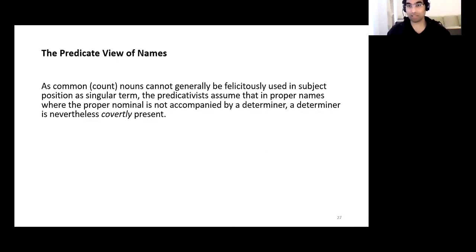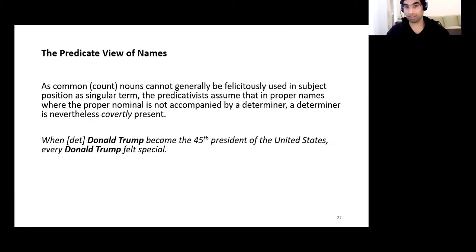Now, because common count nouns cannot generally be felicitously used in subject position as singular terms, but names can, the predicativists assume that in proper names where the proper nominal is not accompanied by a determiner, a determiner is nevertheless covertly present. So, for example, in the sentence that we considered earlier, the first occurrence of Donald Trump is the occurrence of a proper name, but it does not have an overt determiner. So, according to predicativists, a determiner element is covertly present in such instances.